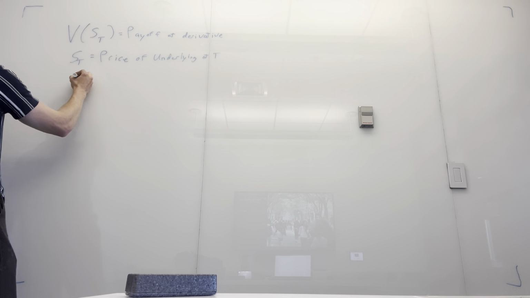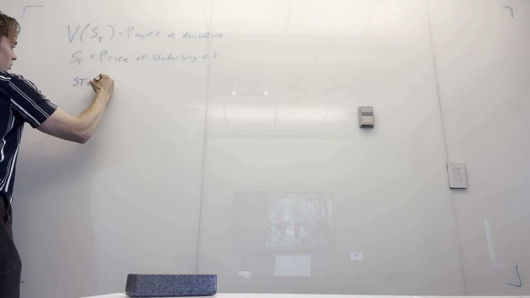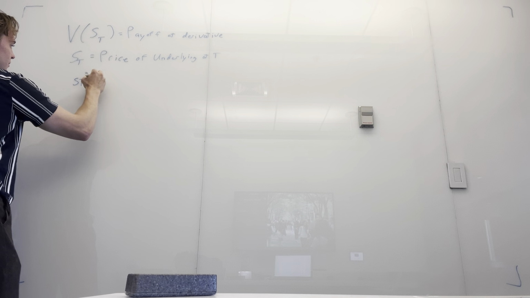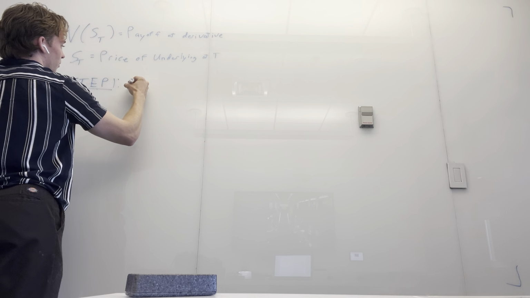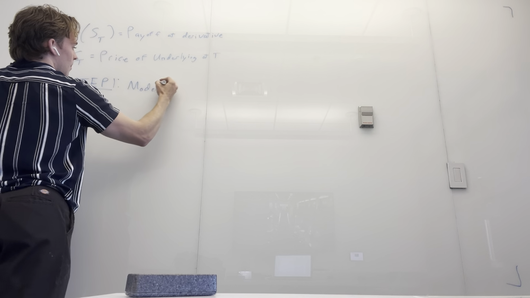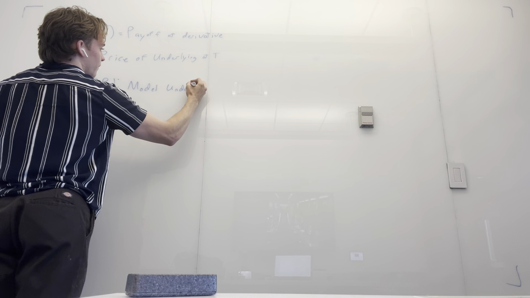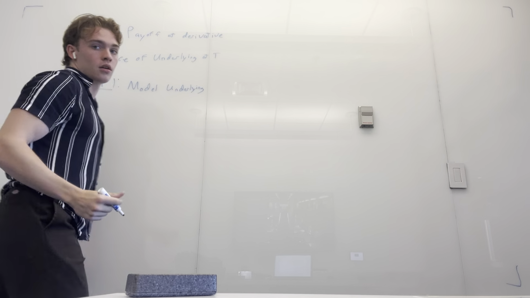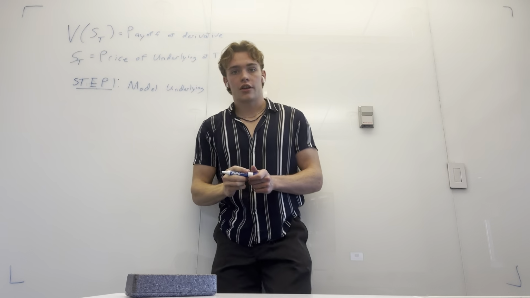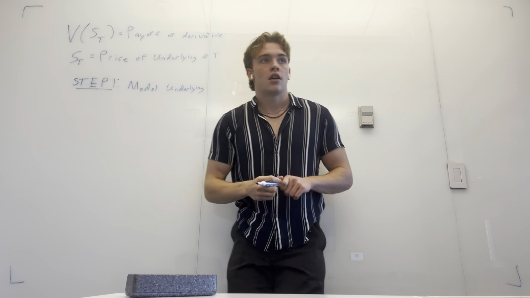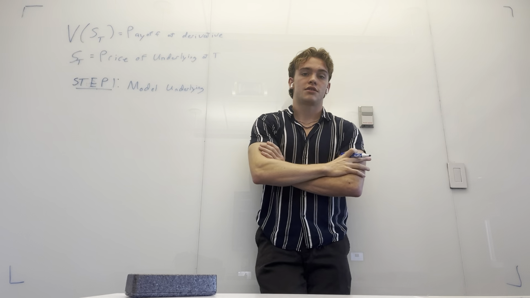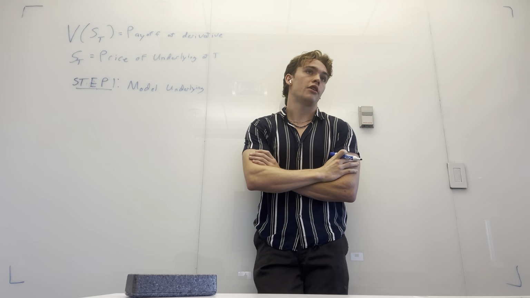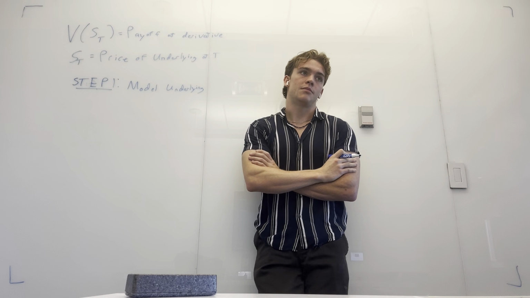So essentially the first step, you can write in all caps, step one, is going to be to model the underlying. So what do we mean by model the underlying? We mean that at this time t, sometime in the future, we need some sort of model of what we think the price might be at that time t in the future.